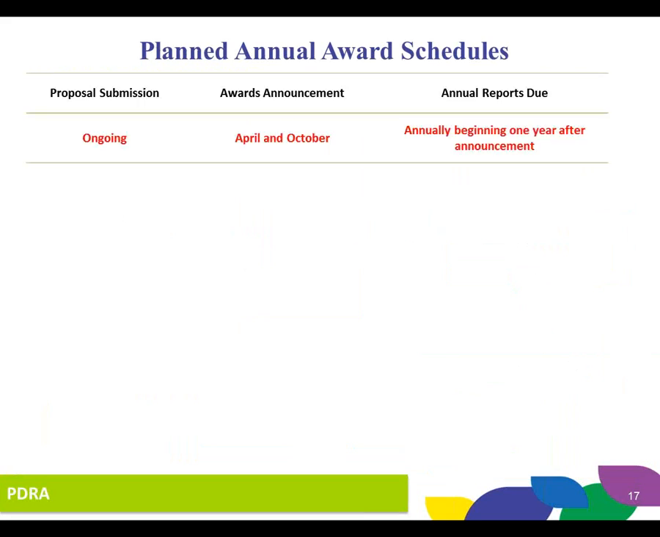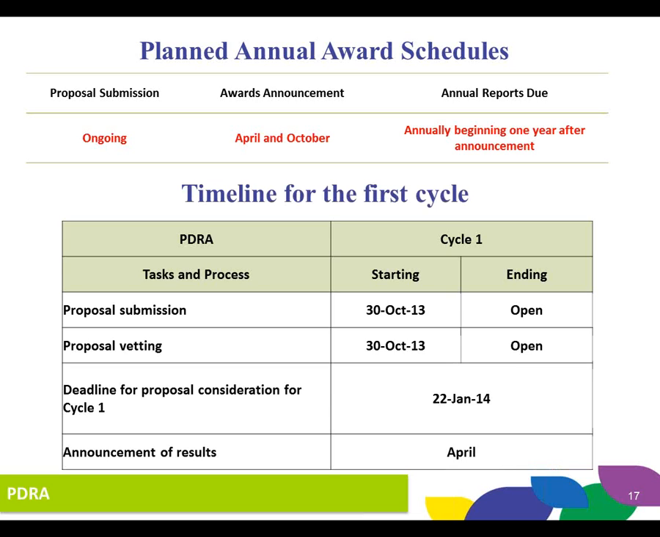Planned award schedules. The proposal submission once again is ongoing. Throughout the year, proposals can be submitted and vetted. Award announcements will be twice a year, once in April and once in October. Once again, annual reports will be due yearly, 1 year after award commencement. Timeline for the first cycle.